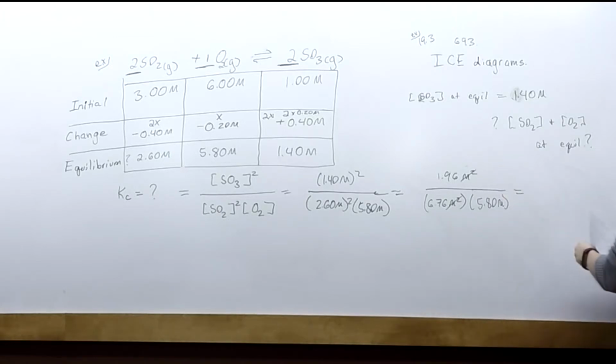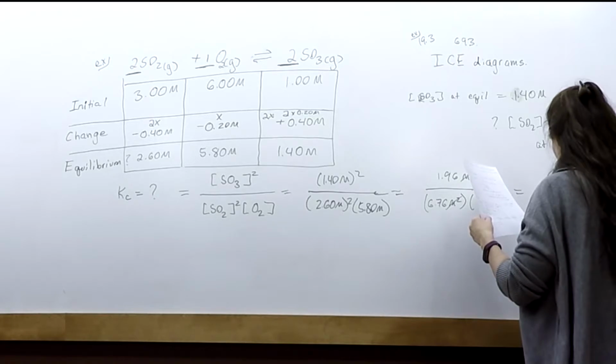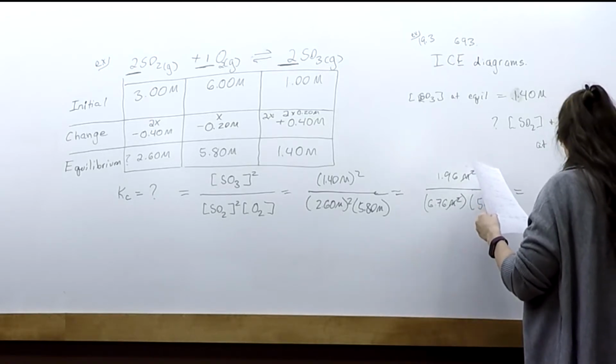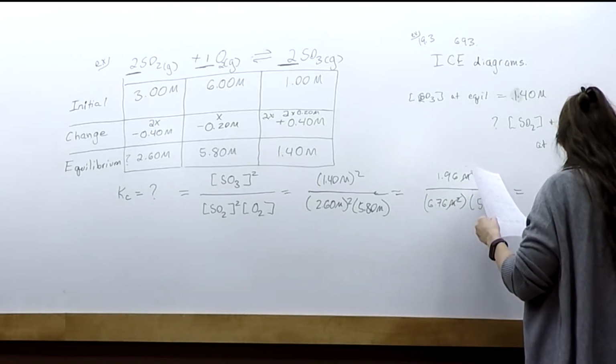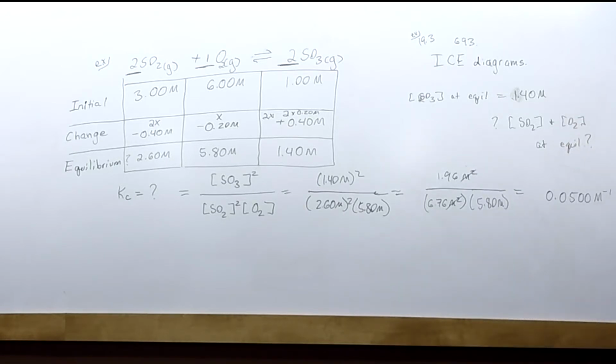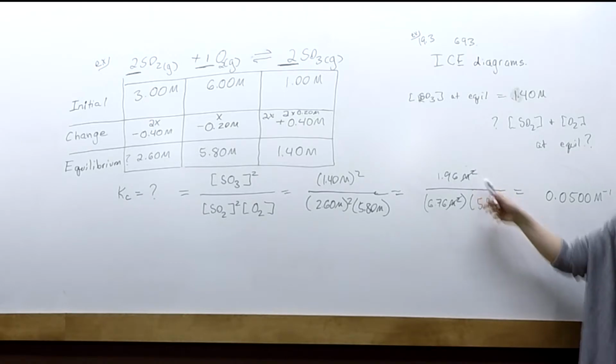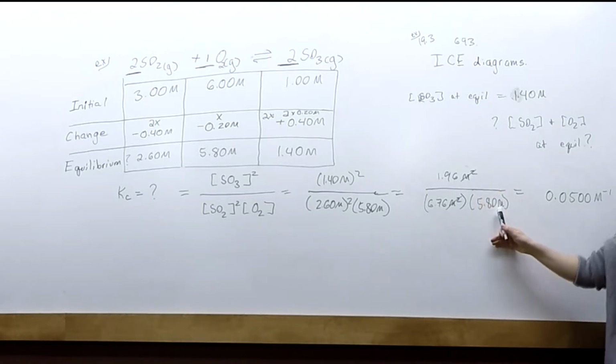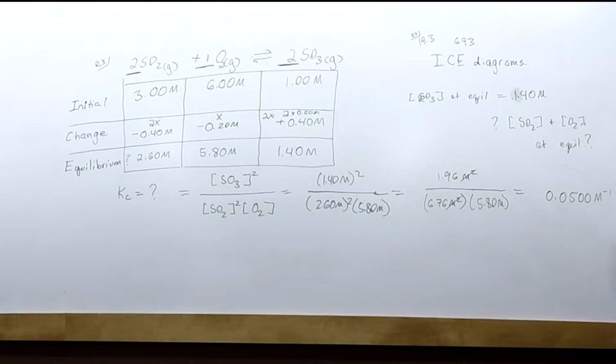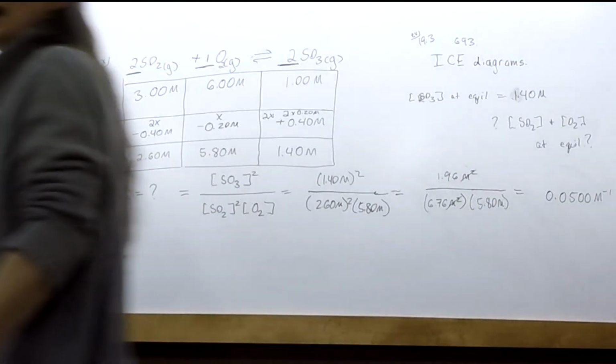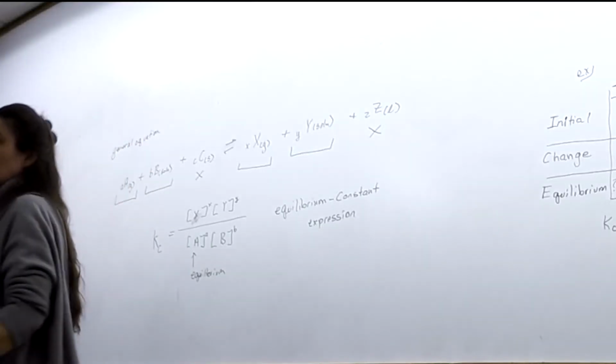So now I go through and I work my math out. The answer here with significant figures is 0.0500, and this is molarity to the -1. So it's inverse molarity because this is 1 over molarity. So my constant does have a unit, and the unit is inverse molarity. All right? So does everybody see how to do those calculations now?